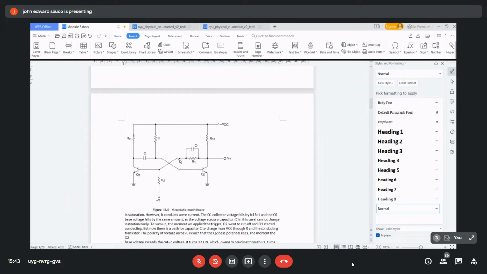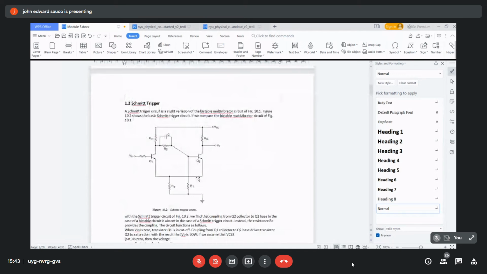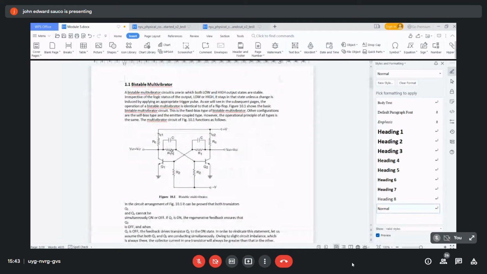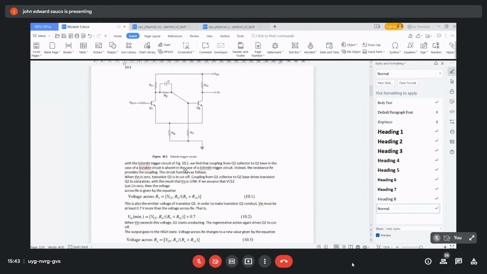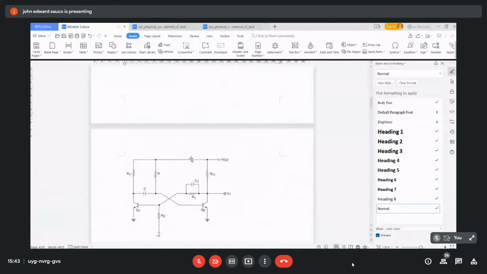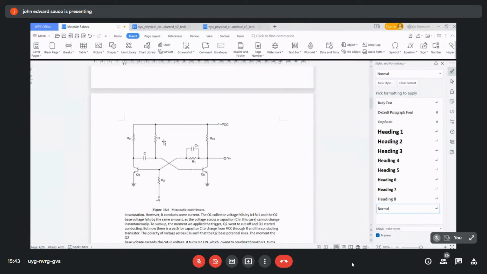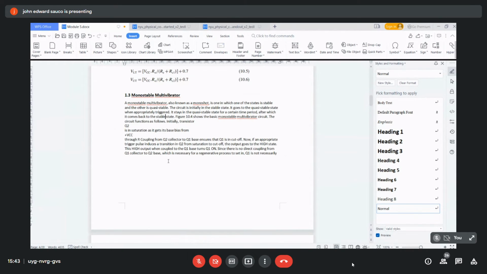Yan. Mapapansin nyo dyan, kung kayo ay observant, wala na tayong RC circuit dito sa base ng Q2. Kasi sa bistable, is meron tayong RC circuit dito puntang Q2. Dito, ang nangyari, nagkaroon lang tayo ng resistor na parallel sa each other. Okay? So, yan. Nawala yung parallel na resistor sa C.